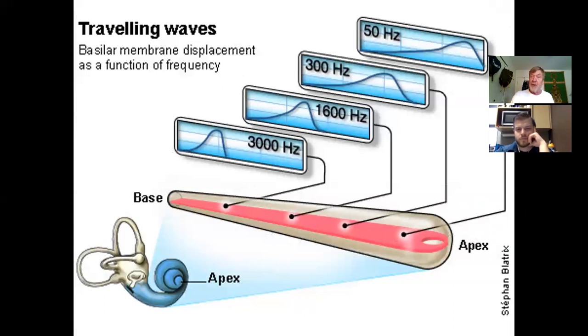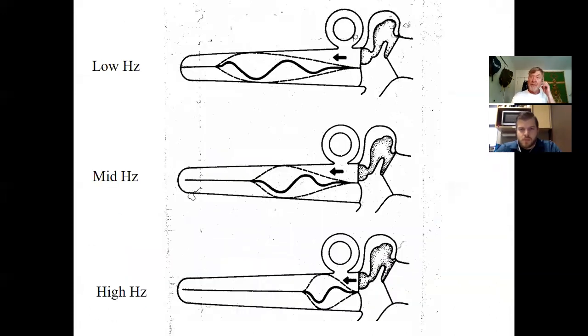If it's a high-frequency sound, the wave will resonate with the stiffness. If it's a low-frequency sound entering or activating the ear, the wave will terminate at the apex because that's where the wave will resonate with the basilar membrane at the apex. Again, shown here, a schematic. Here's your, how do you like these for semicircular canals?